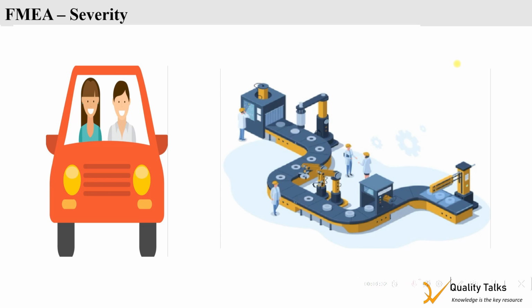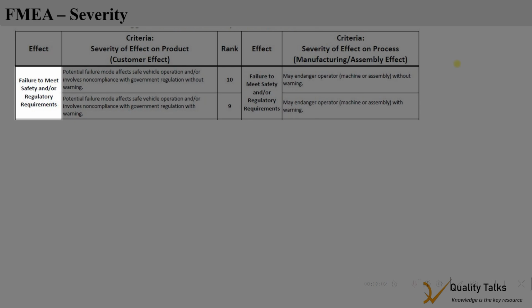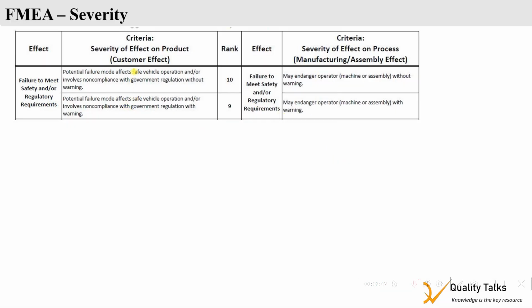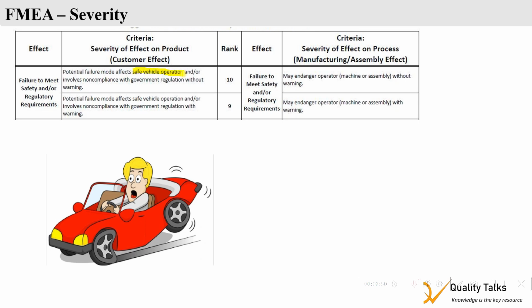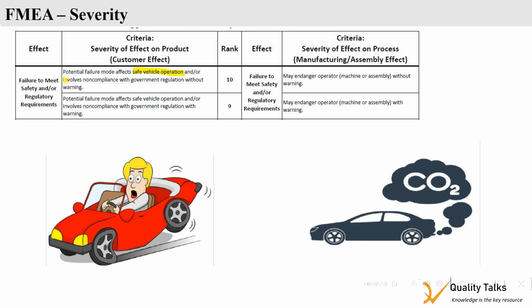We will discuss the case of the automotive industry and will give severity ranking based on customer effect, meaning end user effect, and manufacturing and assembly effect, meaning next operation effect. First effect is failure to meet safety and or regulatory requirement. With respect to the end customer, safety is a concern and regulatory requirement is also a concern. Potential failure mode affects safe vehicle operation and or involves non-compliance with the government regulation.